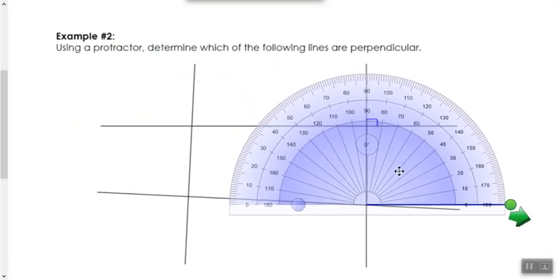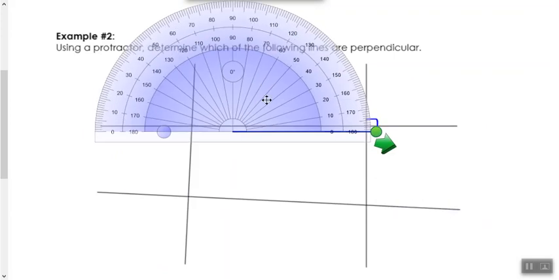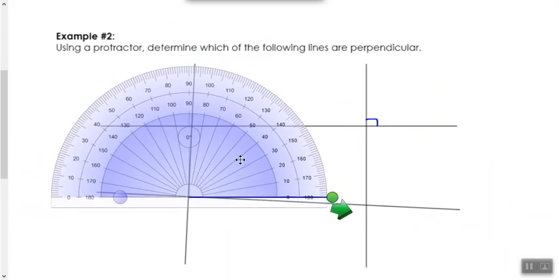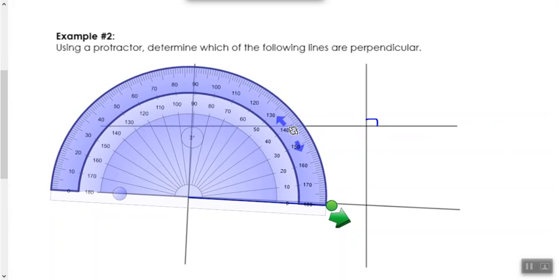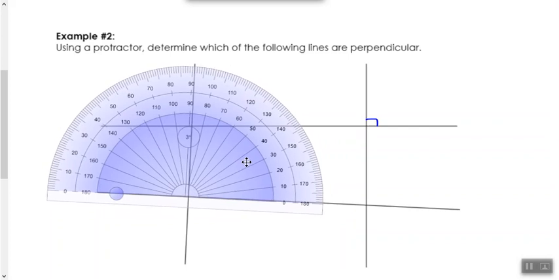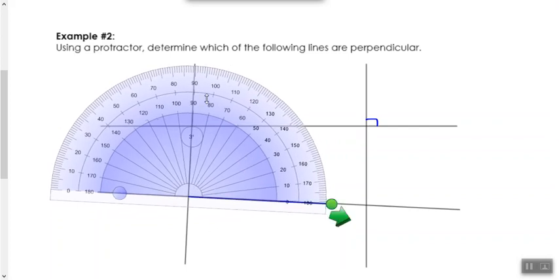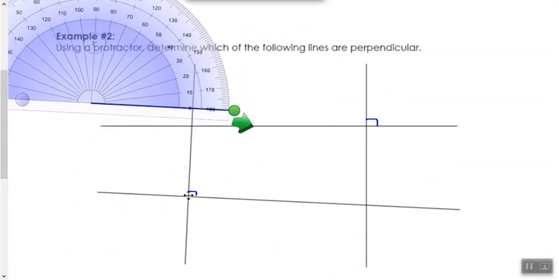Okay, so taking a look down here, automatically I can see that this is lined up here and this is not going to be 90 degrees. So not 90. And this one here. Here we go. Okay. Line up. And it is 90 degrees. So these two lines are perpendicular. So this line and this line are perpendicular. This line and this line are perpendicular.